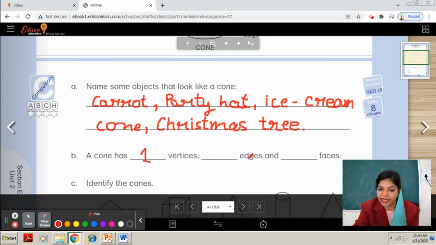Okay, dash edges. As I told you, it has one edge which is curved, which is round in shape. It has one edge. So we will write one. And dash faces. It has two faces, one plain face and one curved face. So it has two faces. So we will write two.